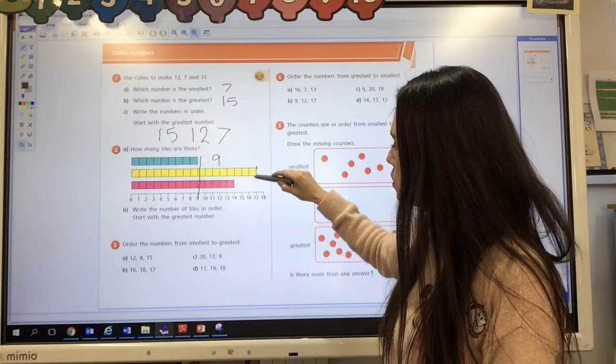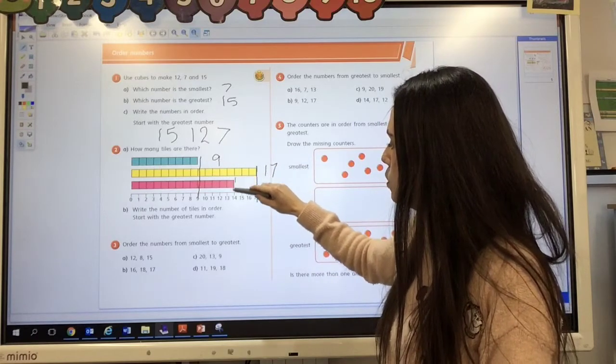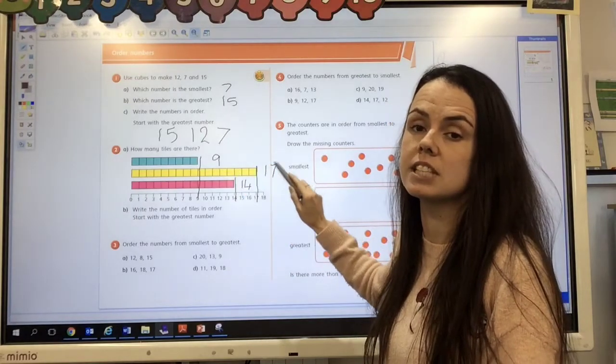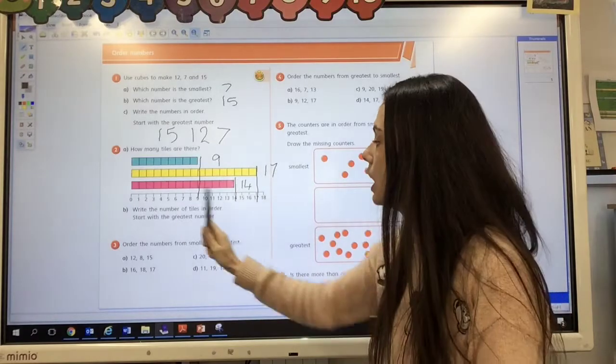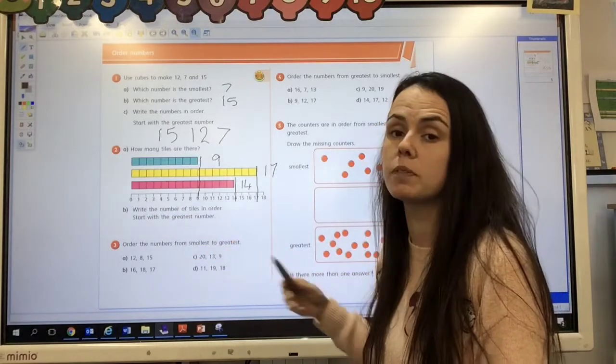This one comes all the way down to 17. And this one comes all the way down to 14. So we've got 9, 17 and 14. Write the numbers or number of tiles in order, starting with the greatest.